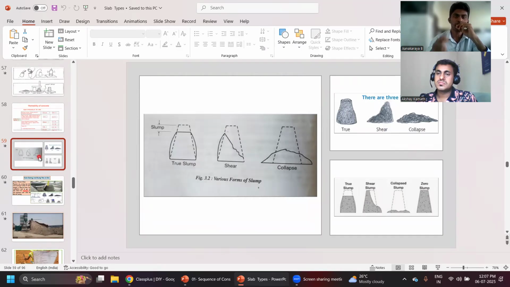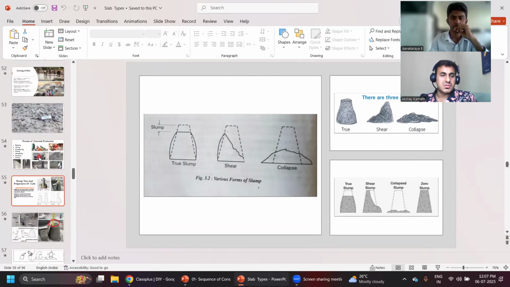Shear slump means one side is sheared off. Why does that shear slump happen? Sir, the mixing will not happen correctly. If you don't mix your concrete properly, if proper tamping is not done, then shear may happen. Okay, fine, nice.